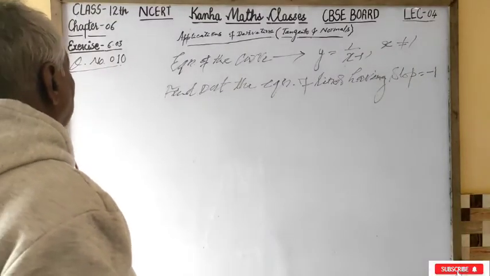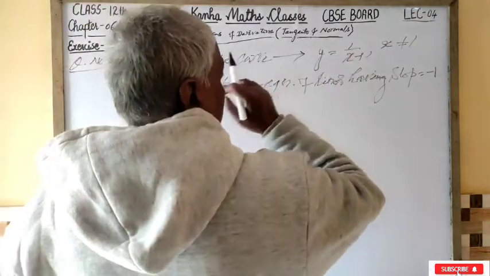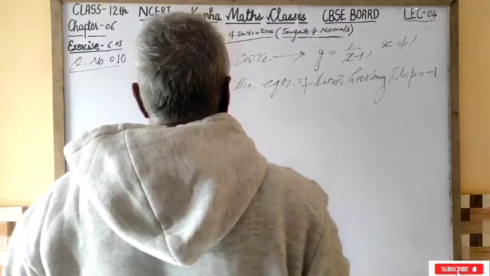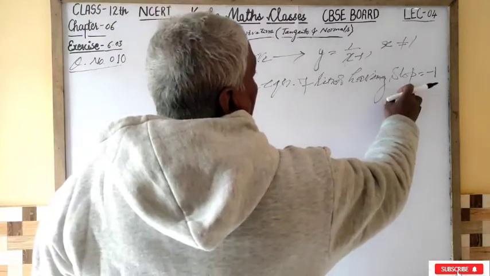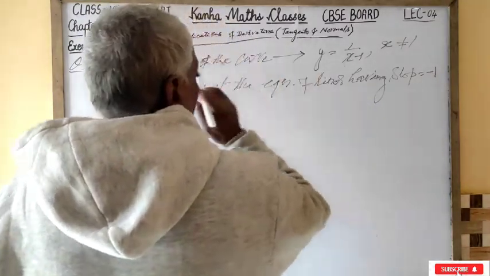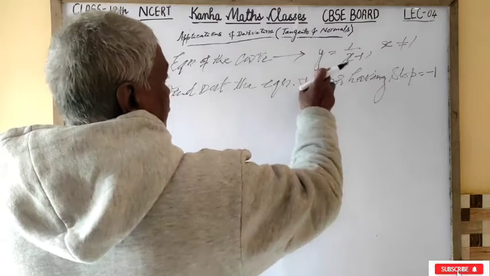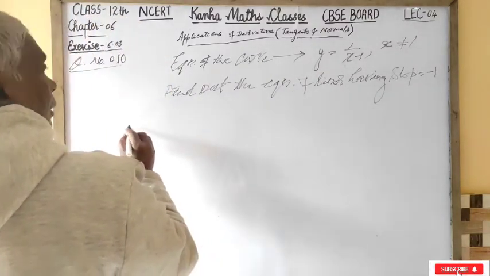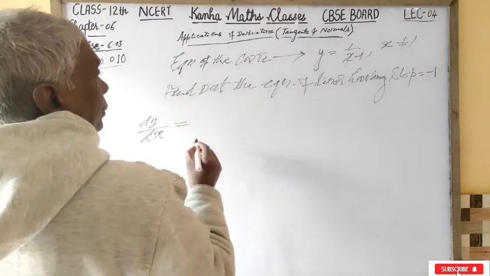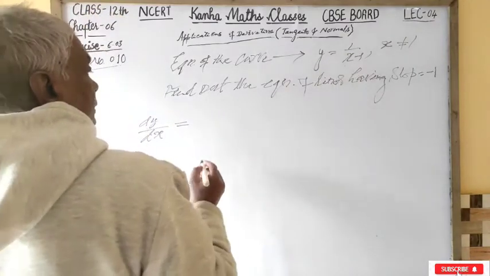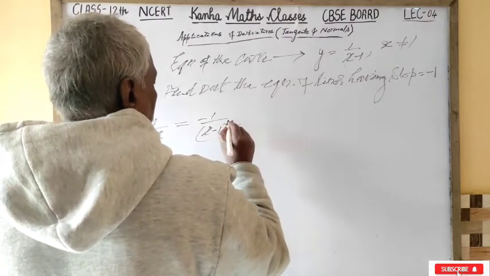Now in the next question, that is question number 10, the equation of the curve is given, y is equal to 1 upon x minus 1, where x is not equal to 1. We have to find the equation of lines having slope equal to minus 1. First of all, we will differentiate the equation of the curve to find the slope, that is dy by dx is equal to minus 1 upon x minus 1 whole square.